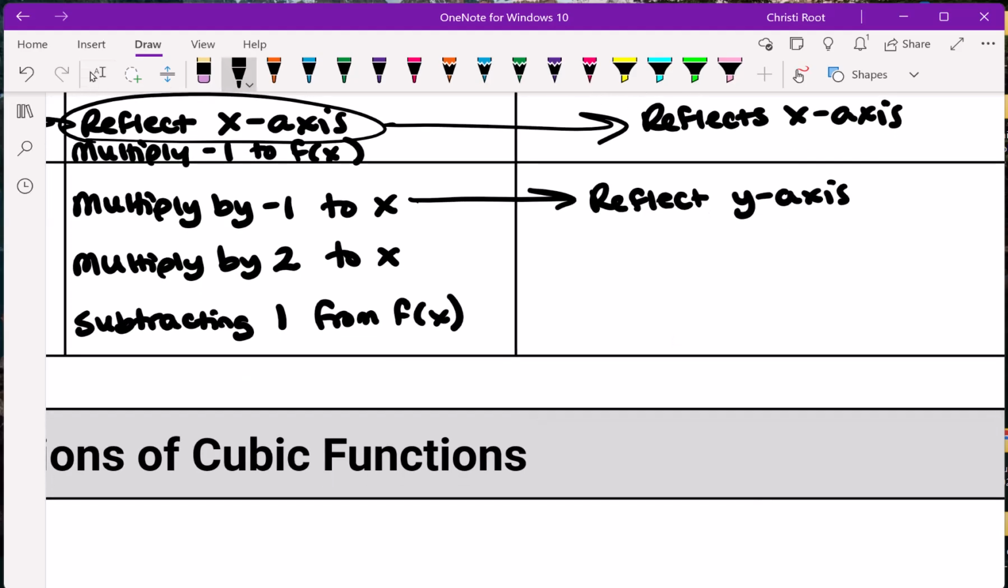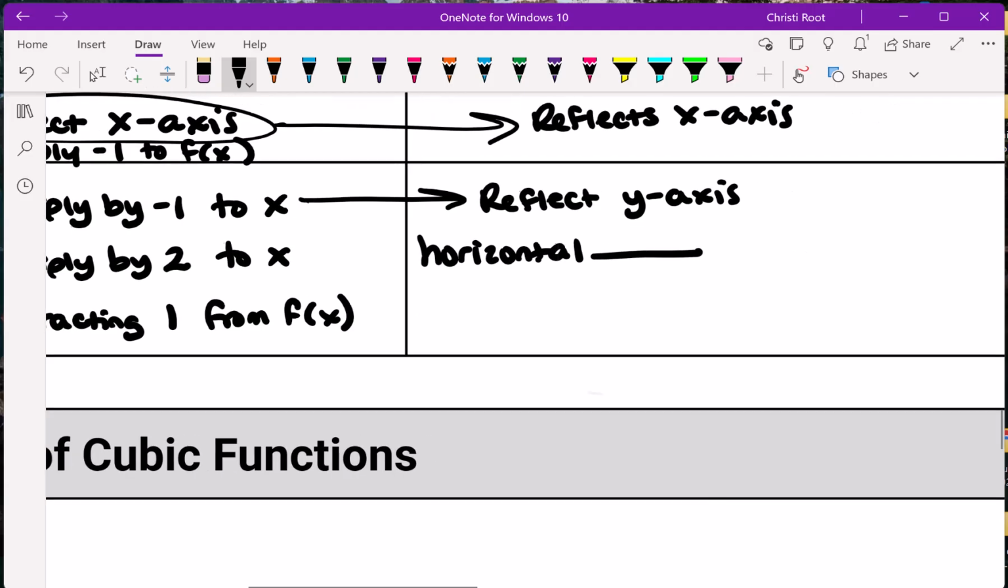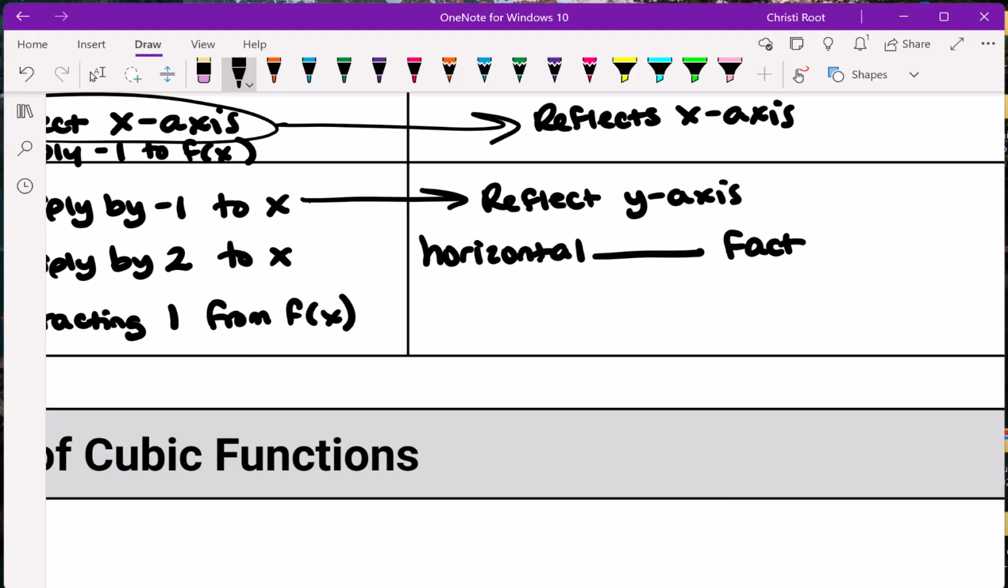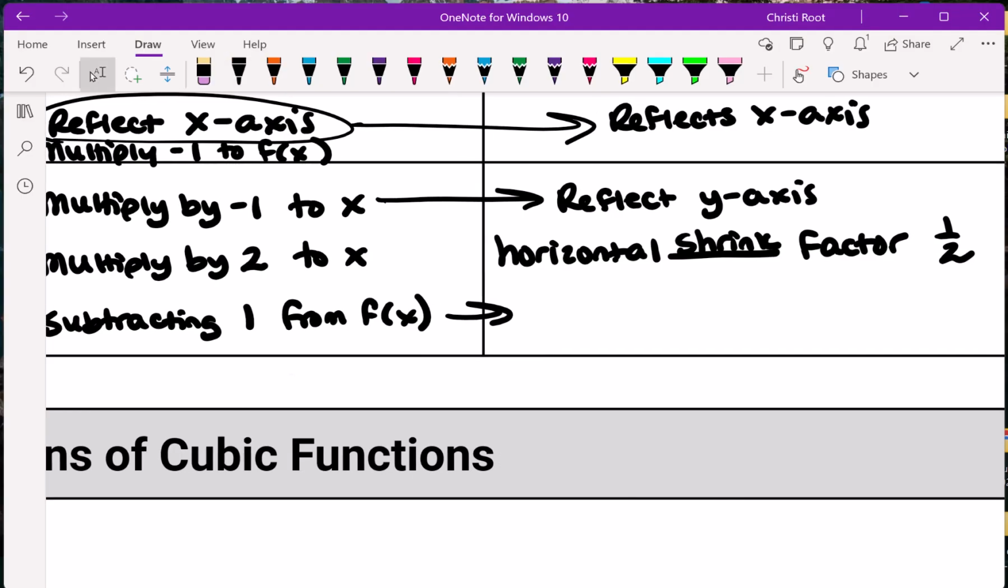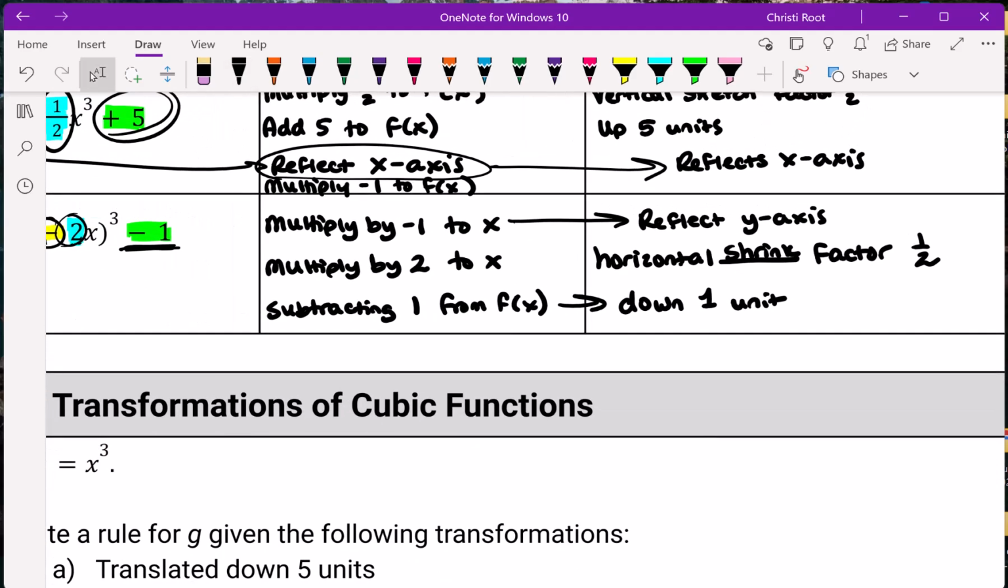So the placement of the negative changes how it reflects. I'm going to multiply 2 to x. If it was 2 in front of the function, it would be vertical, but it's inside the parentheses, so it's horizontal. And then I'm going to figure out the factor before anything else, so it'll be the reciprocal. So it'll be a factor of 1/2, which makes that a shrink. And then this last one says you're subtracting 1 from the function, which means it's going to make it go down 1 unit.